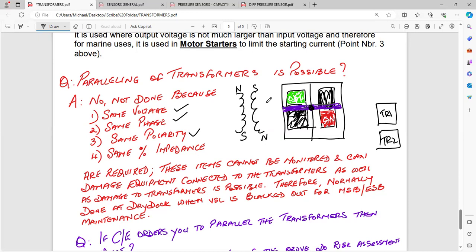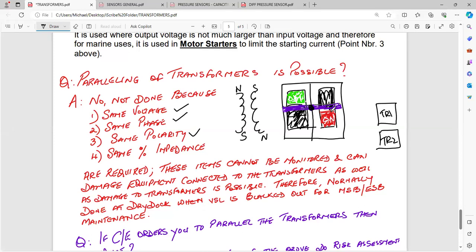Normally this changeover of one transformer to the other transformer is done in dry dock when you are totally blacked out. If the examiner tries to trick you, as they say, why not switch off both and then change over from one to the other? Sorry, this one you can switch off, and then put this one on and keep that one off. Why can't you do that? Now, here's the other reason. See how he'll catch you.